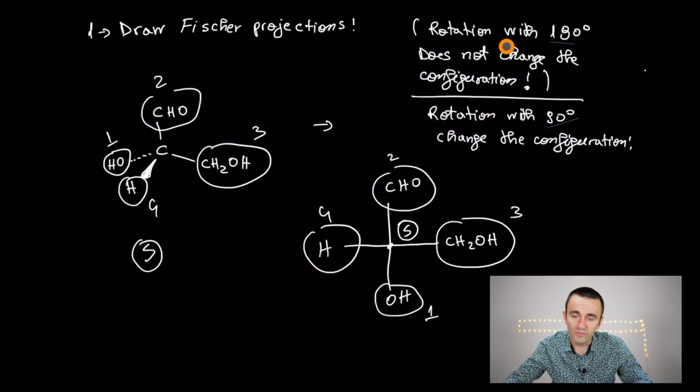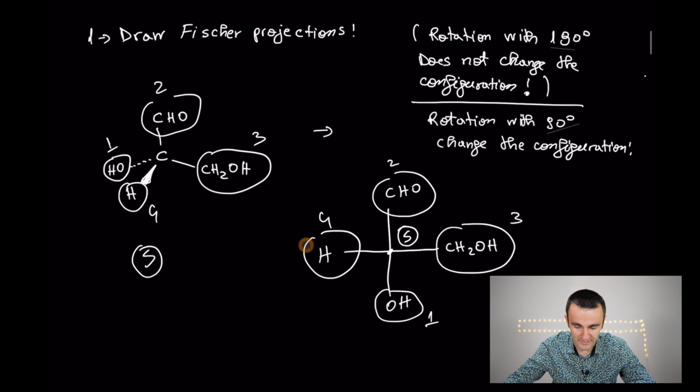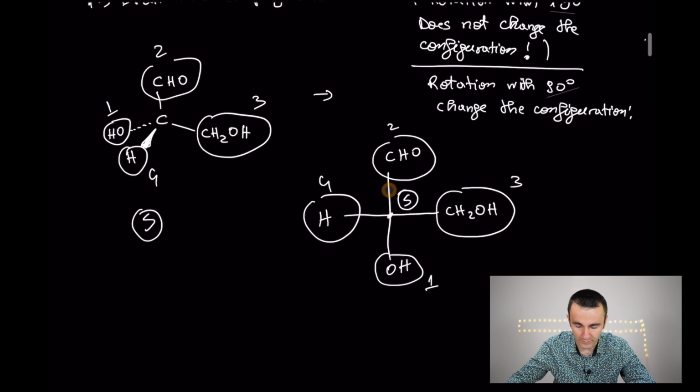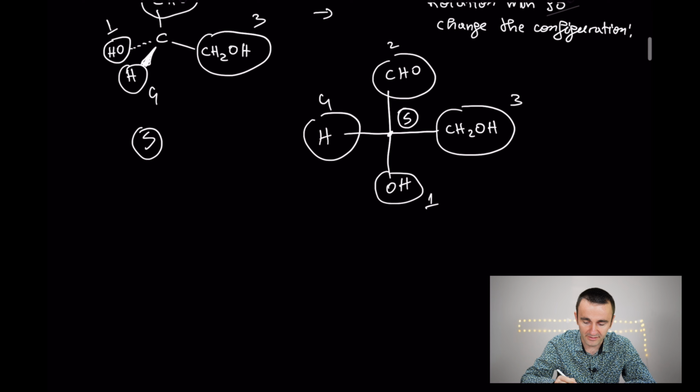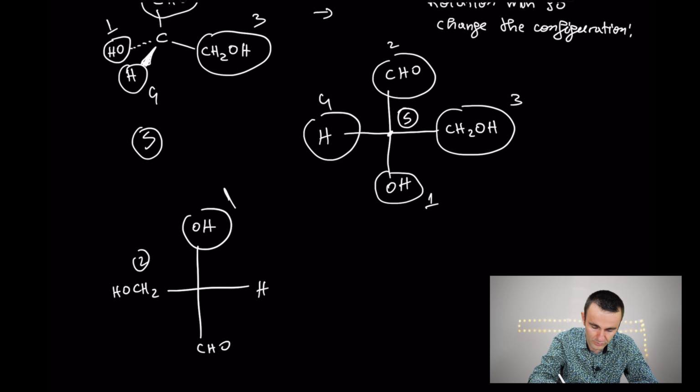Rotation by 180 degrees does not change the configuration. Rotation by 90 degrees changes the configuration. What this means, for example, is that if you rotate this Fischer projection by 180 degrees, the hydrogen goes on this side, this group goes here, this group goes up, and this group goes down. Now you have again 1, 2, so 180, right?